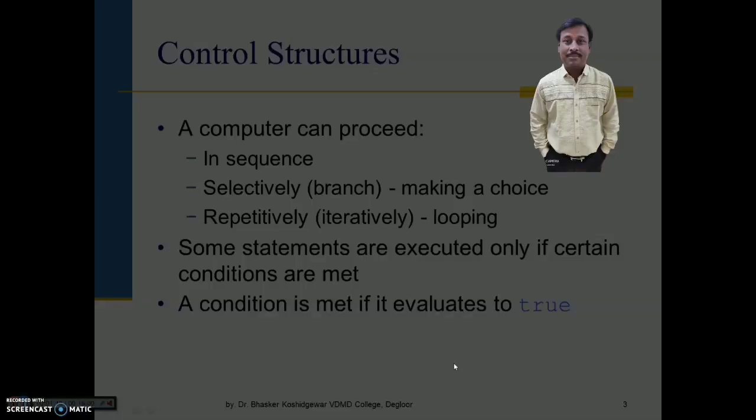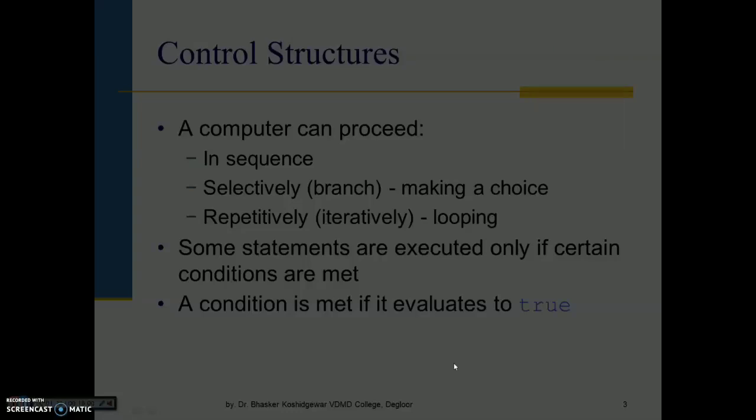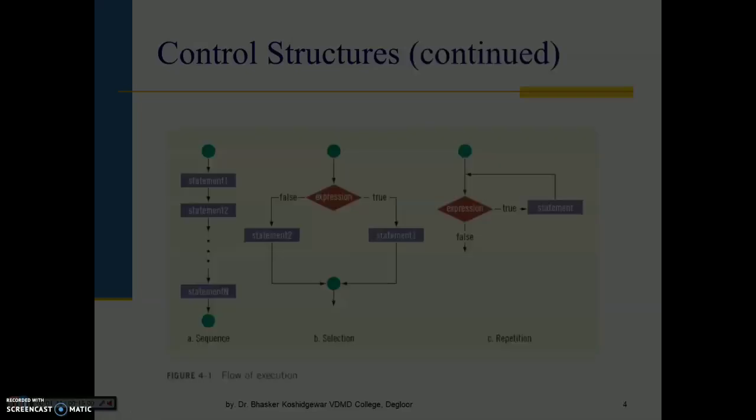A computer can proceed in a sequence, selectively branch by making a decision, or repeat using looping statements. Some statements are executed only if certain conditions are met. A condition is met if it evaluates to true. These are the control statements. The control statements are mainly divided into 3 types: one is the sequence statements, second is the selection statement, third is the repetition.